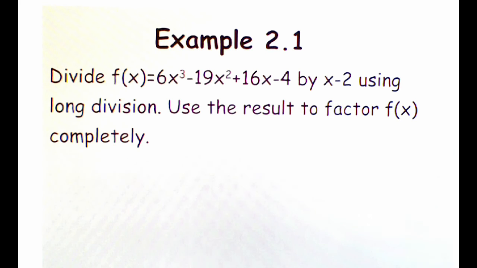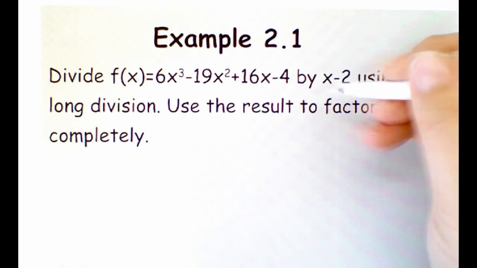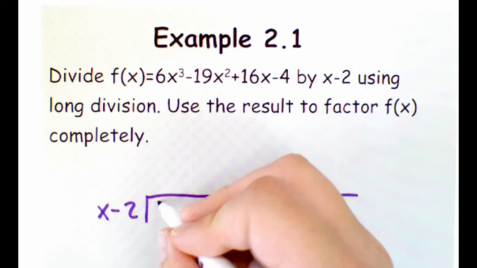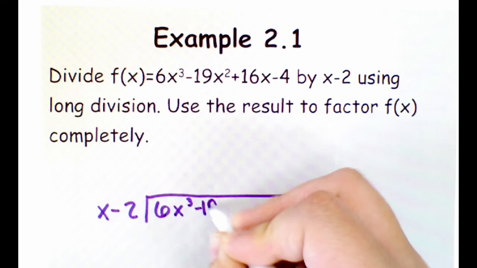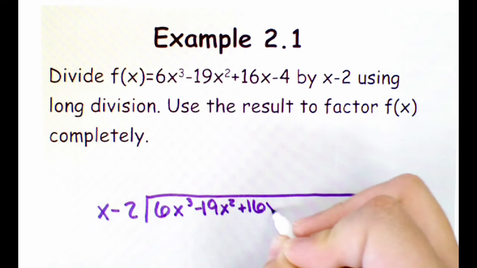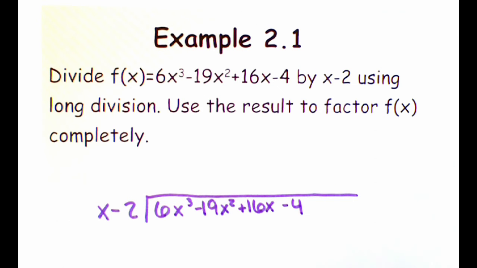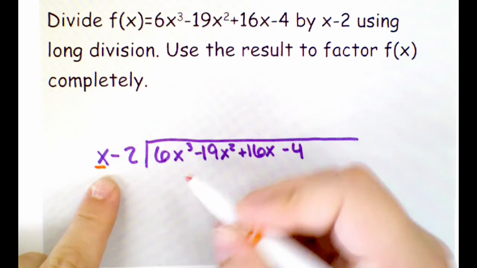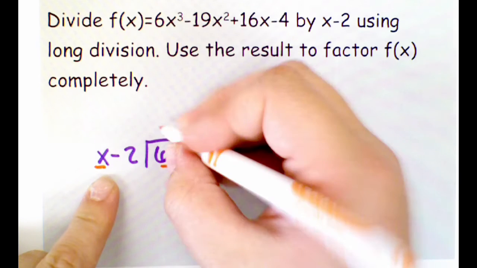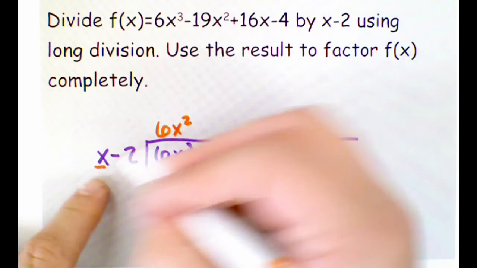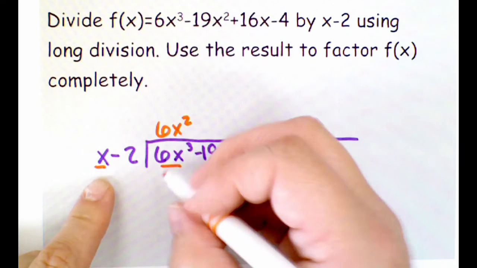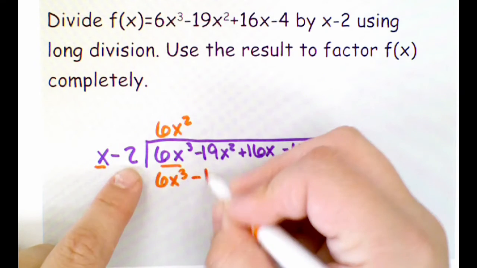For long division, we set it up just like long division with numbers. I'm dividing by x minus 2, so it goes out front. I'm dividing into this polynomial, so it goes inside my division symbol. And there we go. Now we do polynomial long division. I start by saying, okay, x times what makes 6x cubed? Well, x times 6x squared makes 6x cubed. Then I multiply 6x squared times my whole divisor. Makes 6x cubed minus 12x squared.